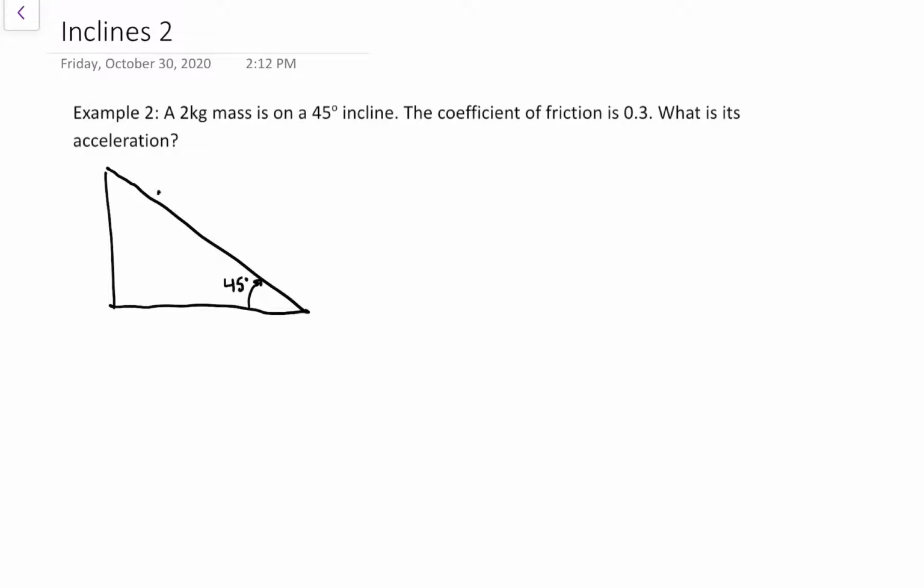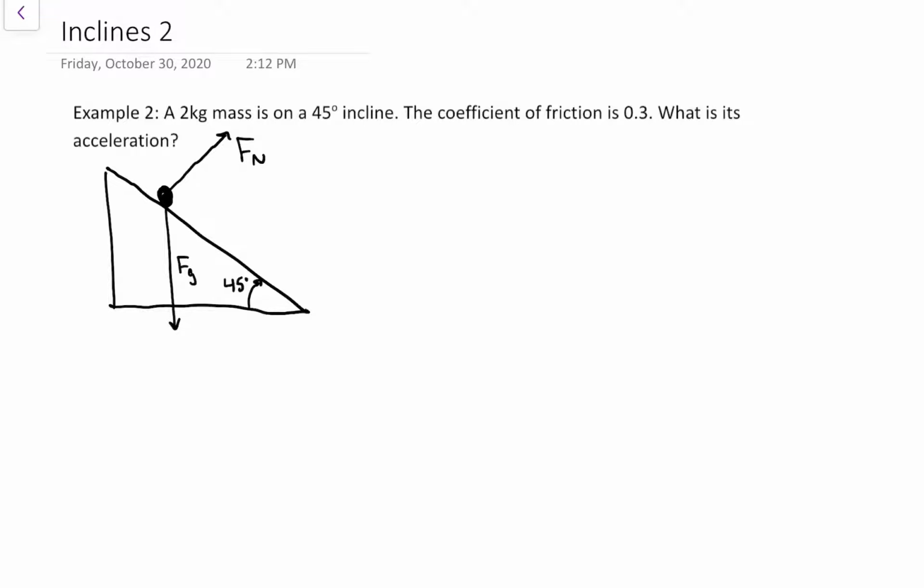I'm going to draw the object just as a dot. I'm going to put it kind of close to the top of the hill. A normal force, by definition, is always perpendicular to the incline. Gravity is always straight down. I'm going to label gravity on this side.